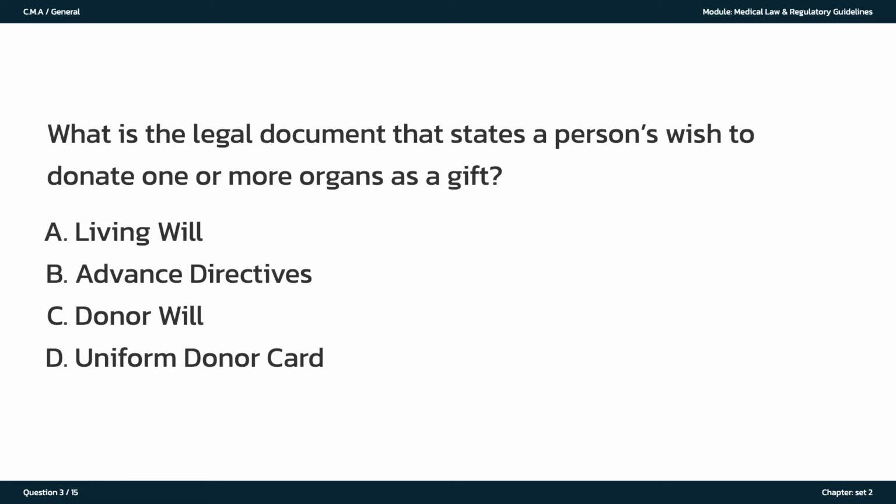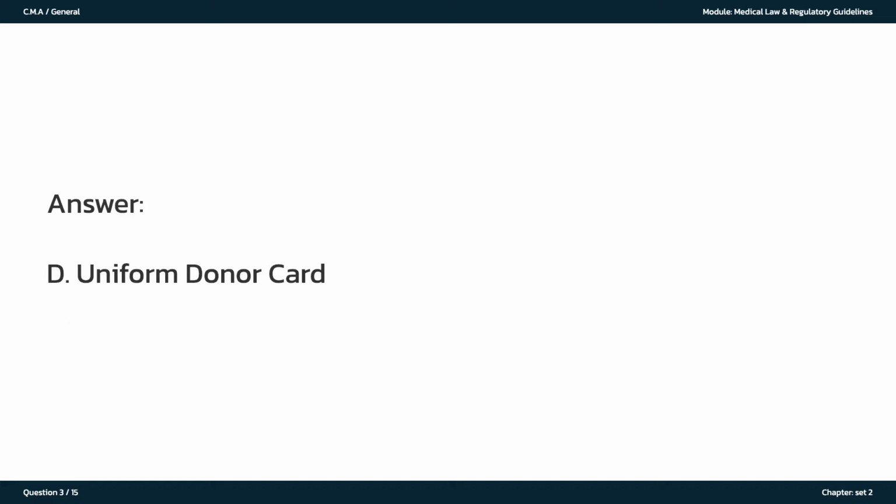What is the legal document that states a person's wish to donate 1 or more organs as a gift? A. Living will. B. Advance directives. C. Donor will. D. Uniform donor card. The answer is D. Uniform donor card.